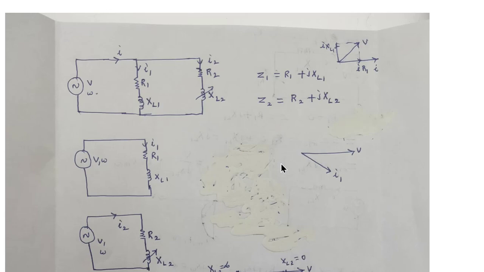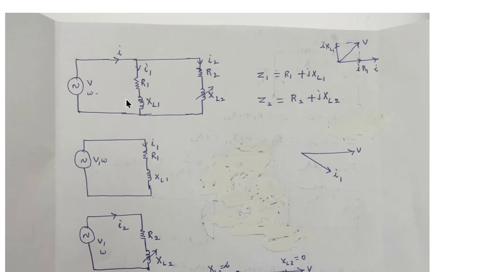So far we have seen, when only two elements are connected in series with AC supply, how to draw the locus diagram. Now we will see, if two parallel branches are there and one of the elements is varying and connected to the AC supply, how to draw the locus diagram.